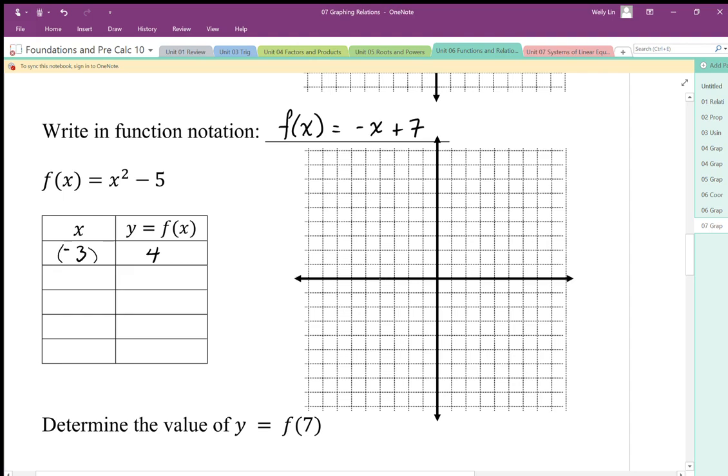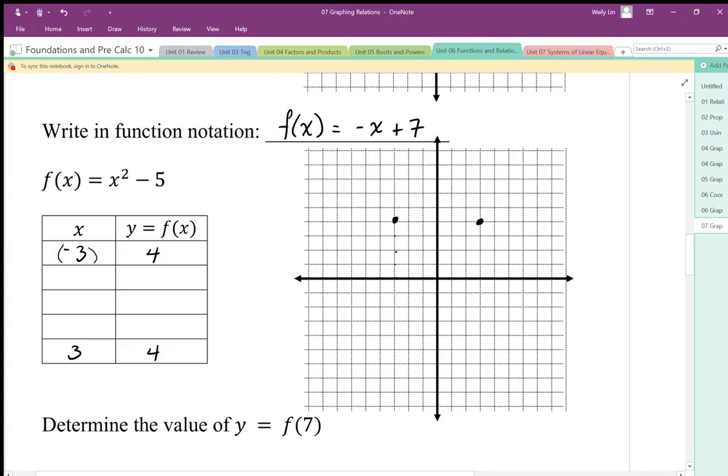So negative 3, 1, 2, 3, 4 up, that's a point. And because I have this sense that maybe this is going to be symmetrical, I'm just going to choose a positive version of that. And positive 3 squared minus 5 is also 4. So I have 3 over, 4 up.